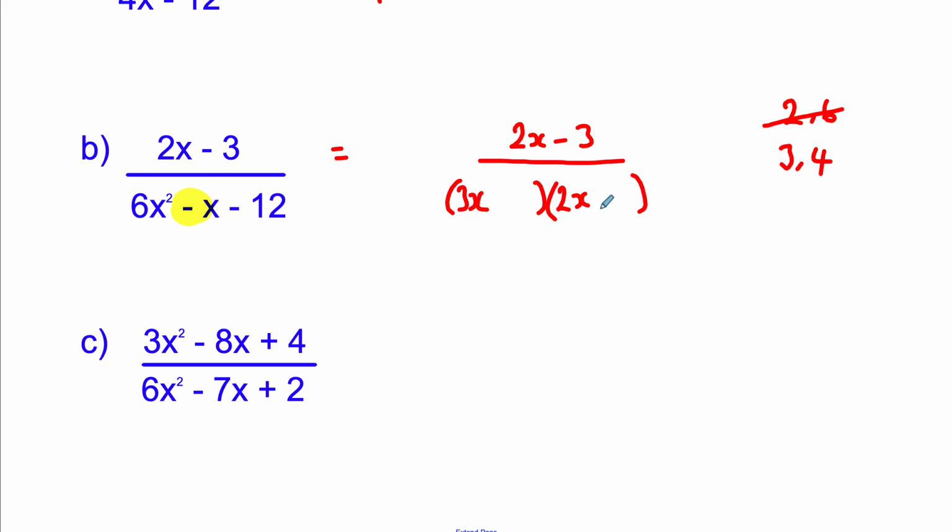3 and 4 is good because I also know that the 3 can't go here. And the reason I know the 3 can't go here is because if it did go there, I'd be able to take that out as a factor. And there is no factor of 3 common in all three of the terms here, which means the 3 can't go in this bracket, it must go here.